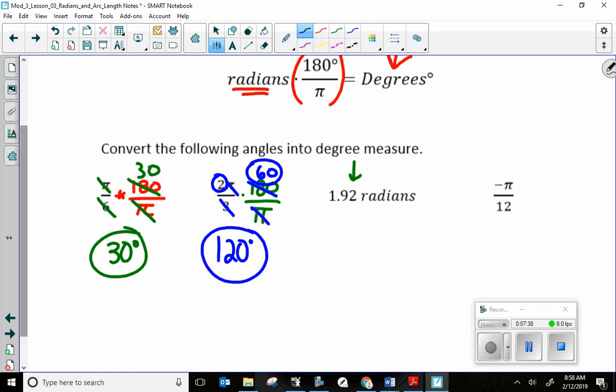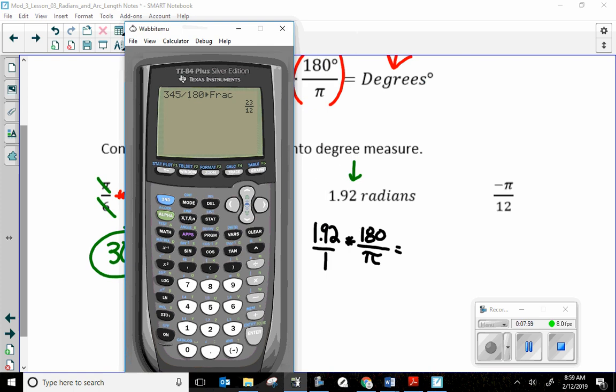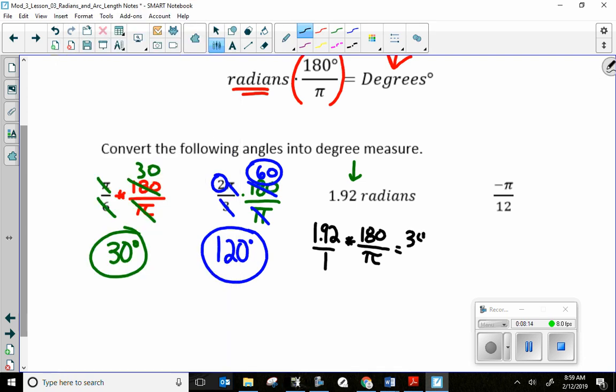Now, I do not have a pi in my radians. I have 1.92 radians. I still multiply that by 180 over pi. Well, this is over 1. I multiply my tops, and I multiply my bottoms. So I'm definitely going to use a calculator here. There should be something just under 360 on the top. So we have 180 times 1.92, and I hit enter, and I get 345.6 for the top here. So that is 345.6 over pi degrees. Now, that's an acceptable answer.